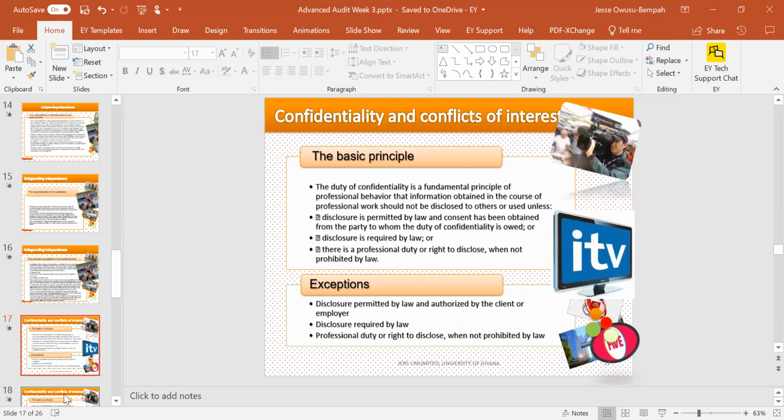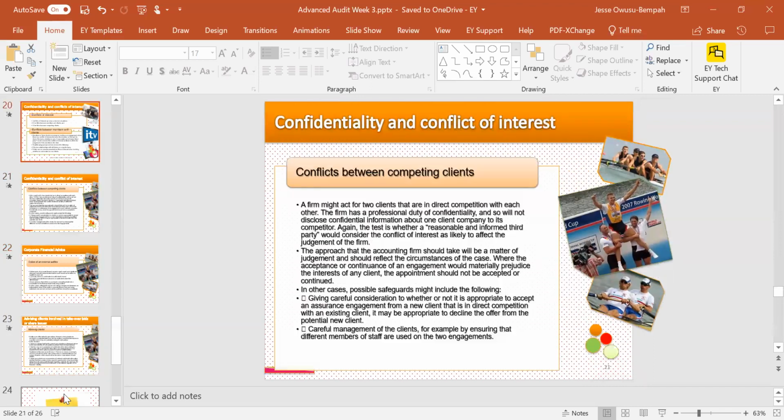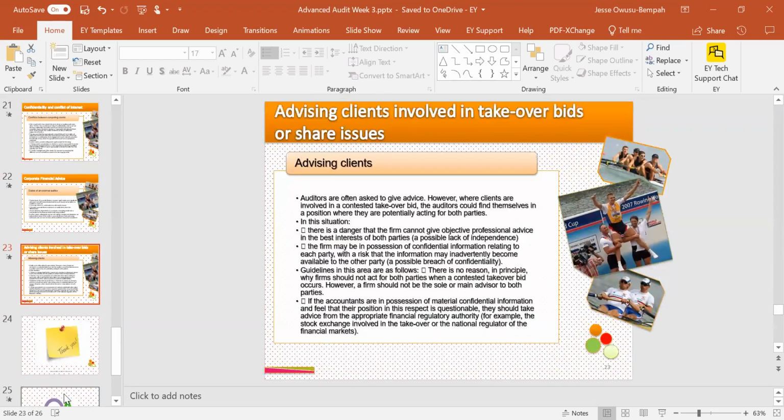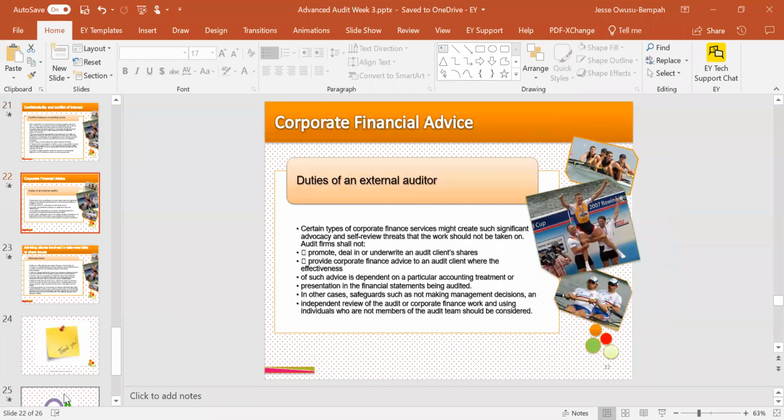Confidentiality. So what's the basic principle when it comes to confidentiality here? What's the principle when it comes to confidentiality? Any clues, please? I think confidentiality, we are basically looking at the non-disclosure of information obtained from the client during the audit.